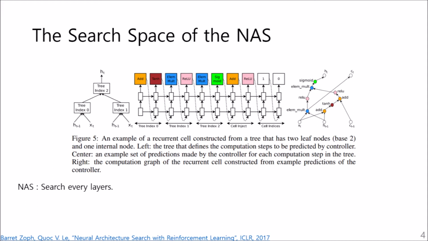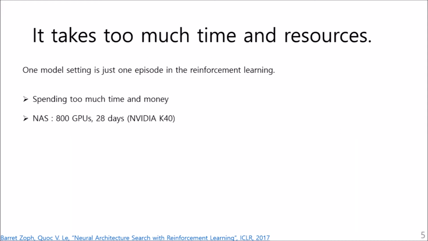NAS searches all layers of the network at once. This makes the search space of NAS big. As such, optimizing NAS is time-consuming and costly. It spent 28 days using 800 GPUs.